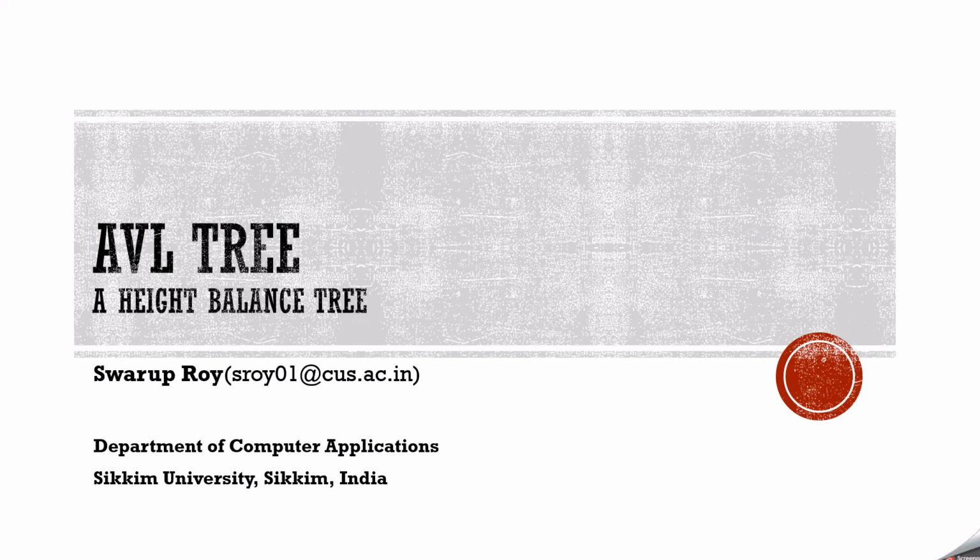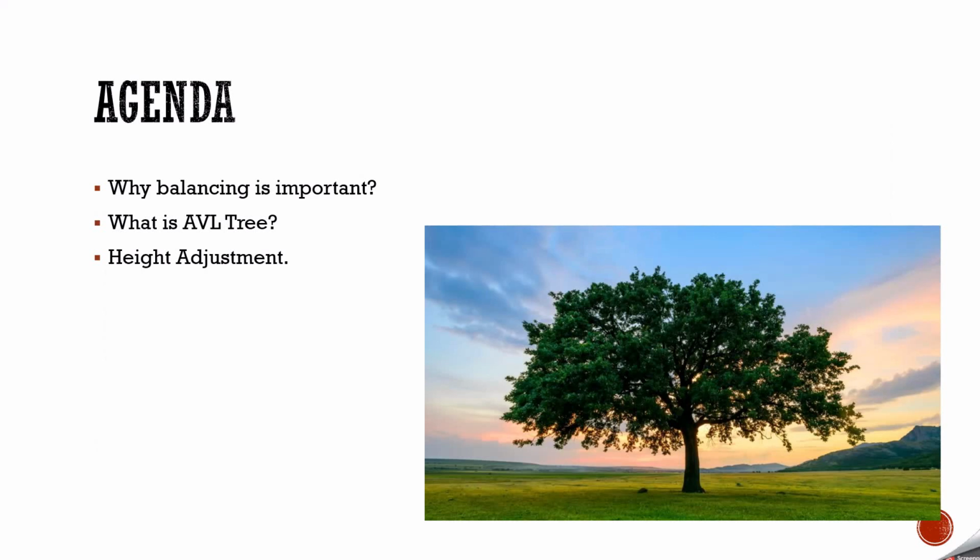Welcome back. Today we're going to learn what we call the AVL tree. This is not a special tree, but rather a kind of adjustment in the binary tree height. That's why it is called the height balance tree. So we're going to see what we mean by adjustment of a tree and why it is actually required.